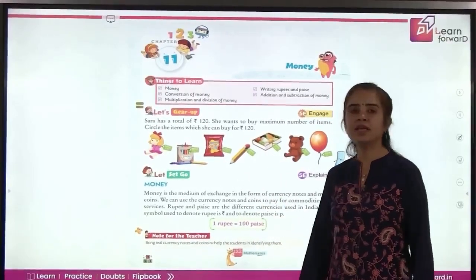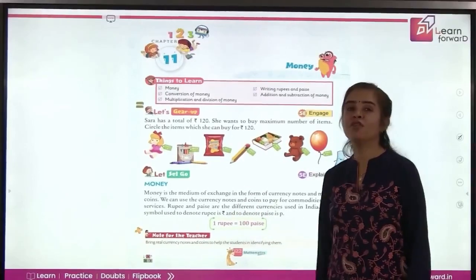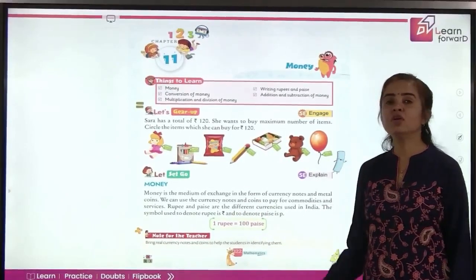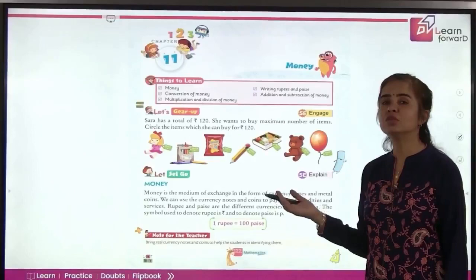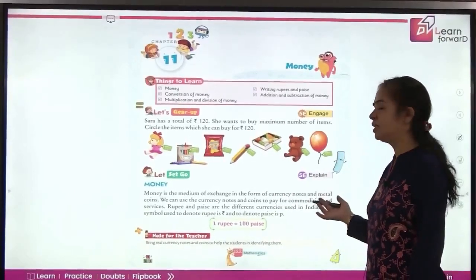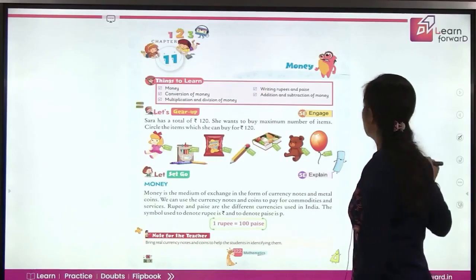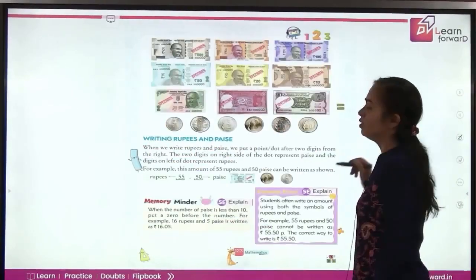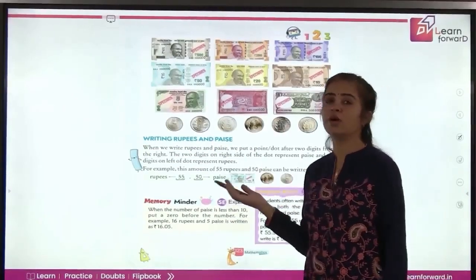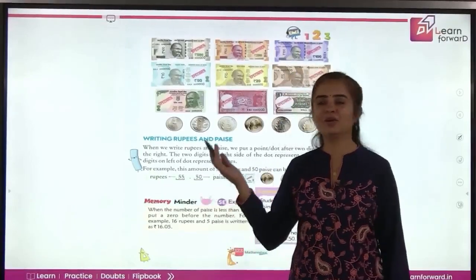Now, what is money? Money is a medium of exchange. So whenever you have to buy something, you have to pay in terms of money, and this happens in the form of currency notes and coins. Each country has a different currency. We'll be talking about our currency, the rupees and paise.